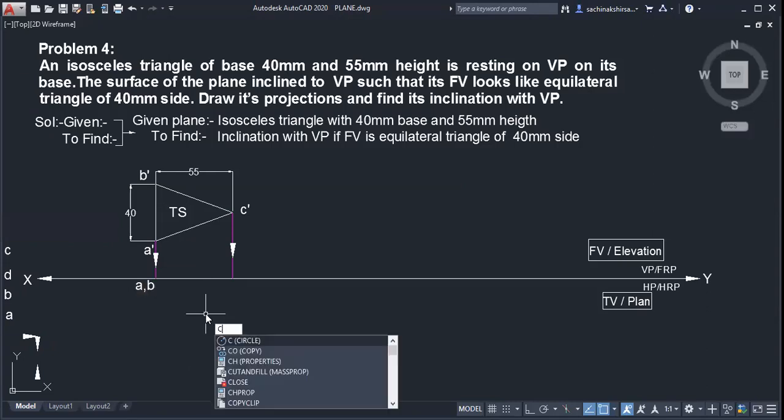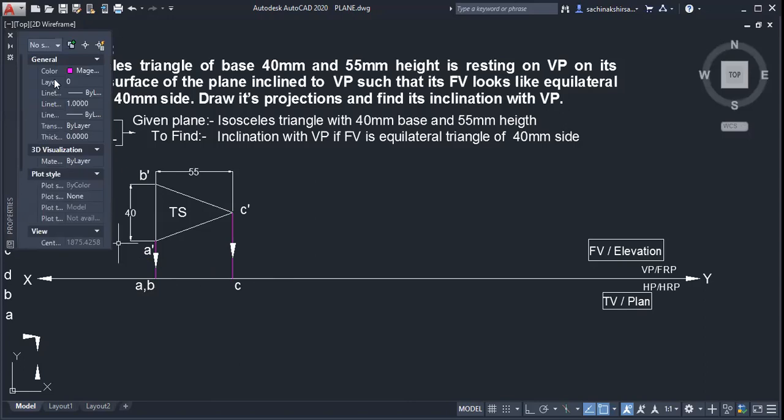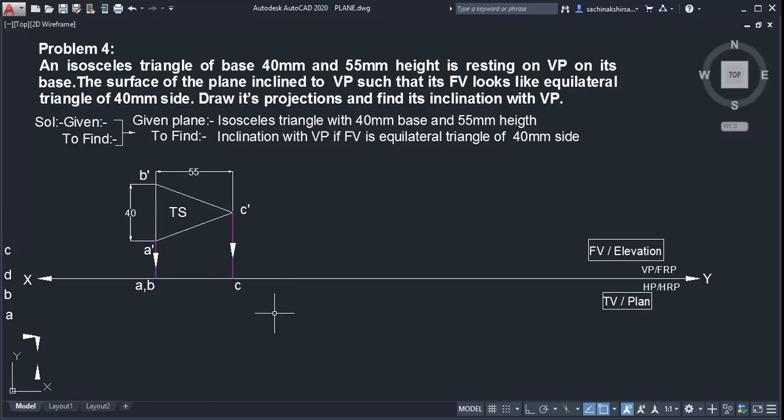And here which point will come? Point C. Point C will come here. And simply, either you can make it dark by joining it, or here you can make it dark. So this will be dark.